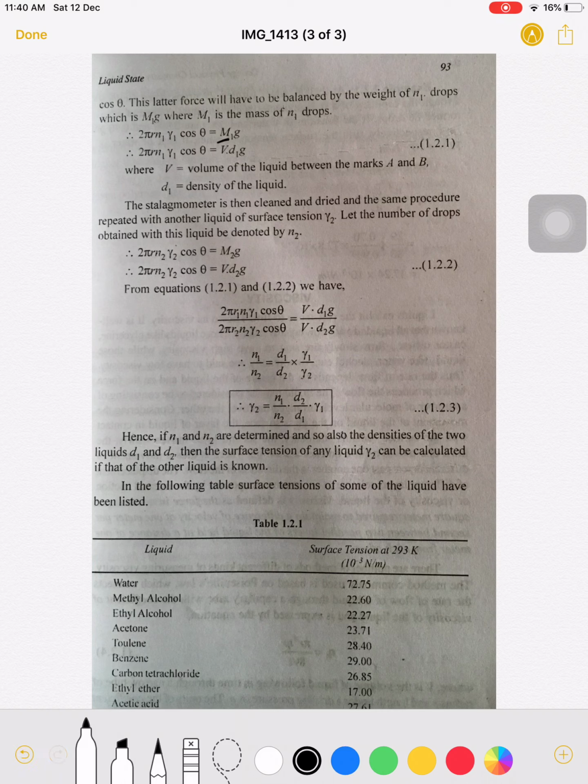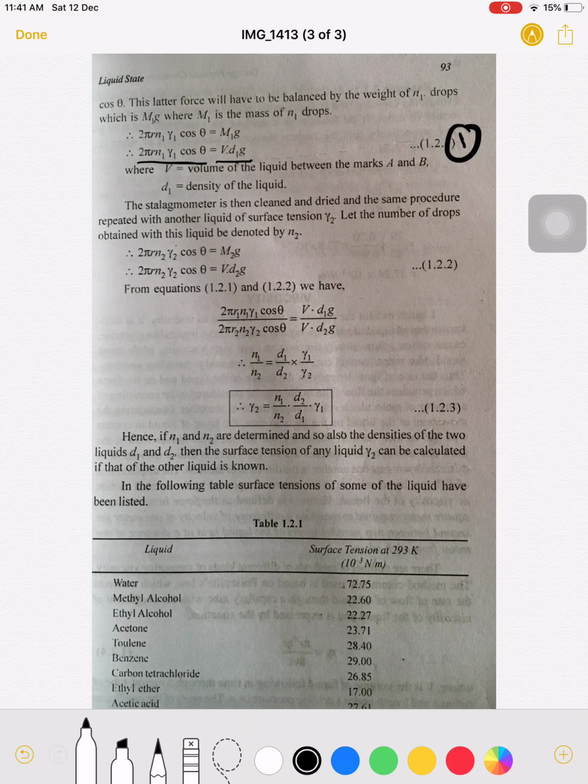So we know that density is equal to mass upon volume. So mass is equal to density into volume, so d into v is nothing but the mass. We will put these values of volume and density into this equation. So the mass becomes v into d1, that is the volume and density of that liquid. This is equation number 1: 2 pi r n1 y1 cos theta is equal to v into d1g. Here v into d1 is nothing but the volume of liquid between mark A and B times the density of that liquid. So now we have calculated the number of drops required for liquid 1.